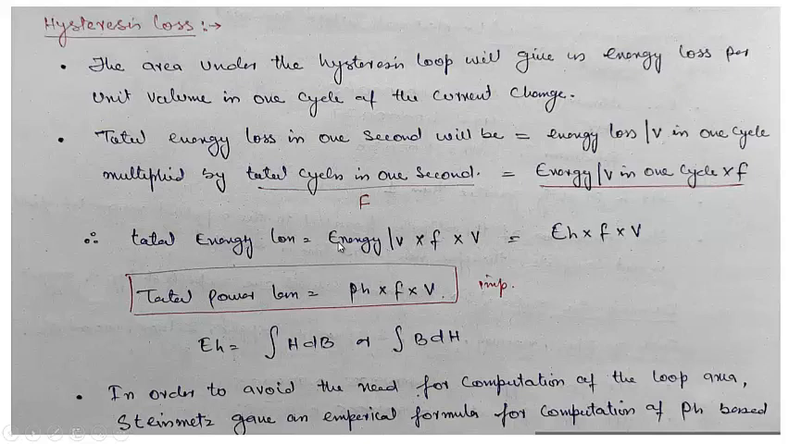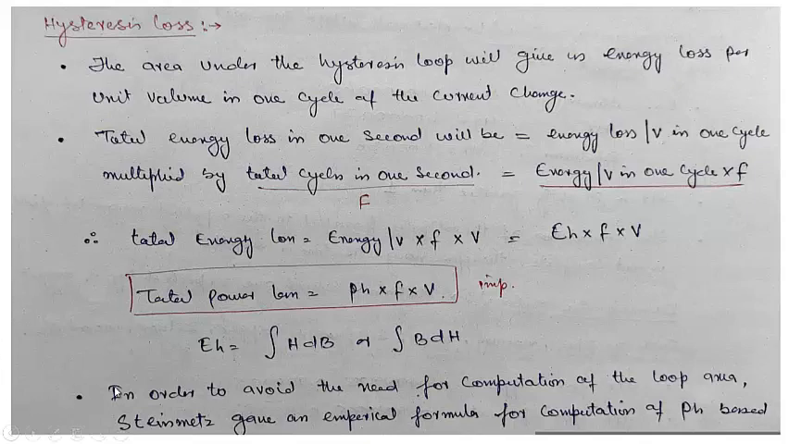Let us say this total energy per unit volume per cycle is given by pH. When you multiply it by F and V, in that case you can calculate the total power loss of magnetic material in the hysteresis loop.